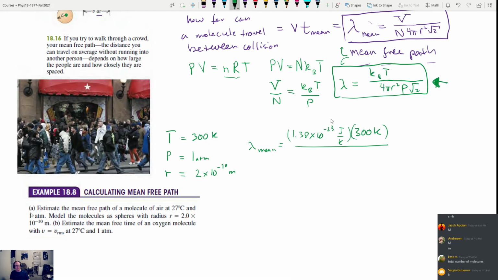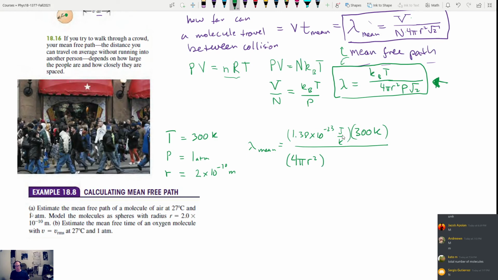Not that. That should still be a 4. But yeah, V over N. We were replacing V over N here, so the N should have disappeared, right? Okay, so k_B times T divided by 4 pi times r squared times the pressure.